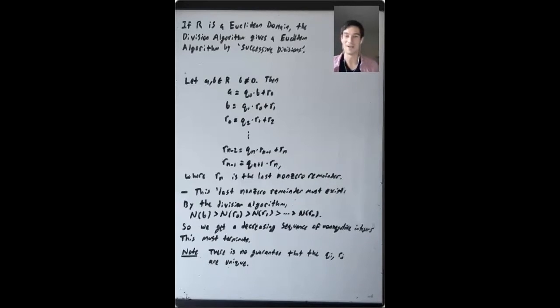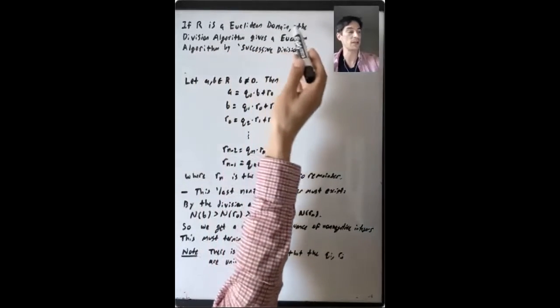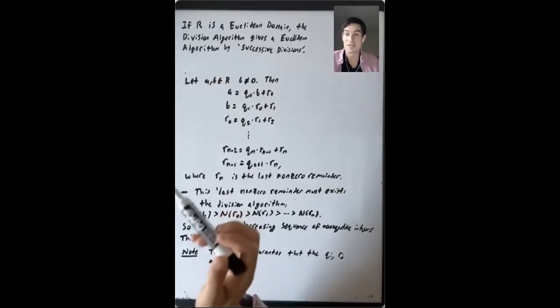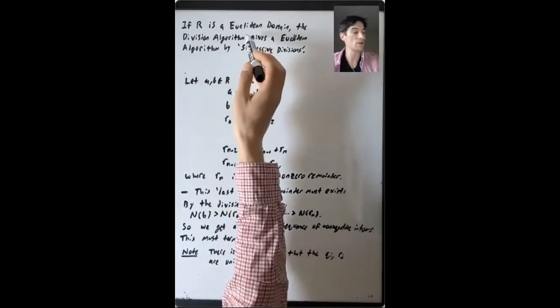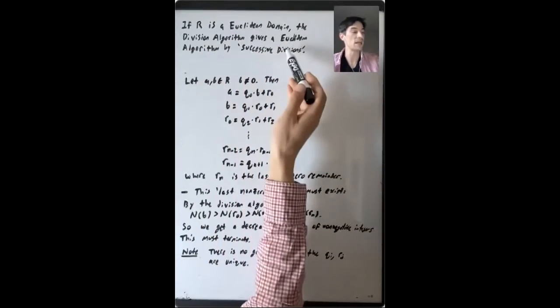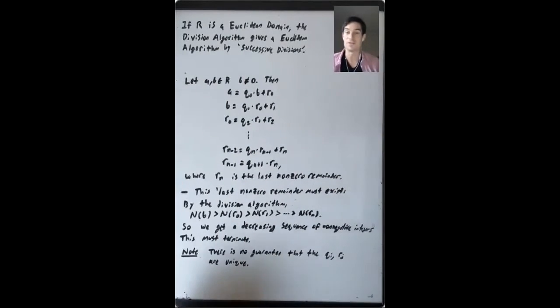In the last video, we saw that the division algorithm in Z led to a Euclidean algorithm, which allowed us to compute the GCD of two integers. So I want to start this video by talking about that same idea in a general Euclidean domain. Let's say R is a Euclidean domain. That means it has a division algorithm. And the division algorithm in R gives a Euclidean algorithm by successive divisions.